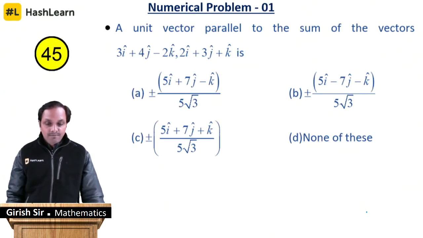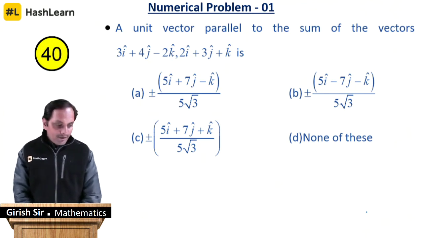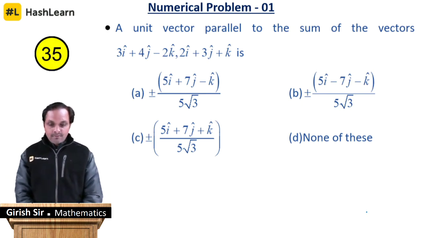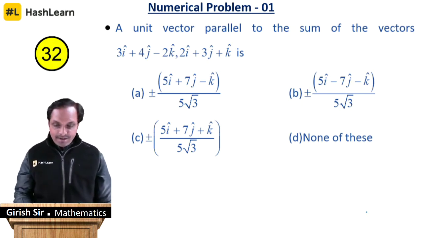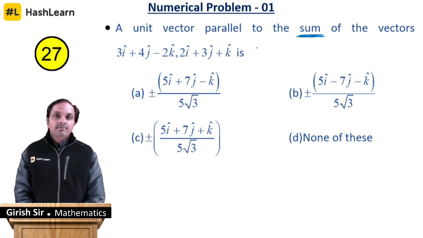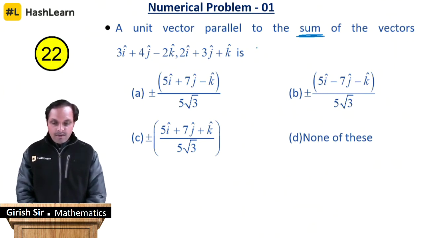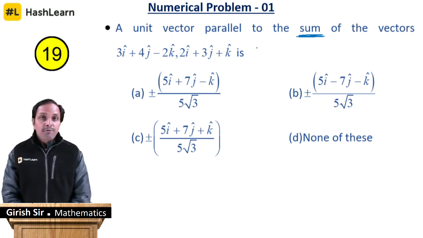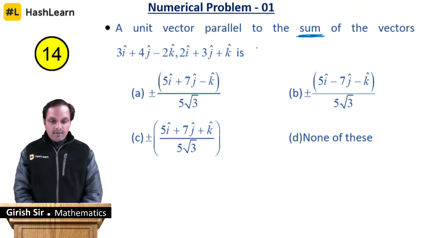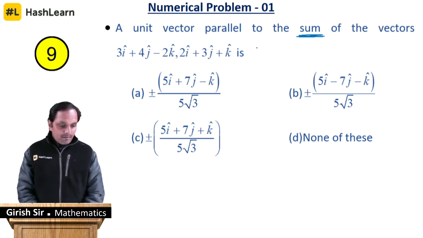Here is the numerical one. You need to find the unit vector parallel to the sum of the vectors. This point is to be noted: you need to find the sum of two vectors and you need to find the unit vector. Yes, come on, what is your option?